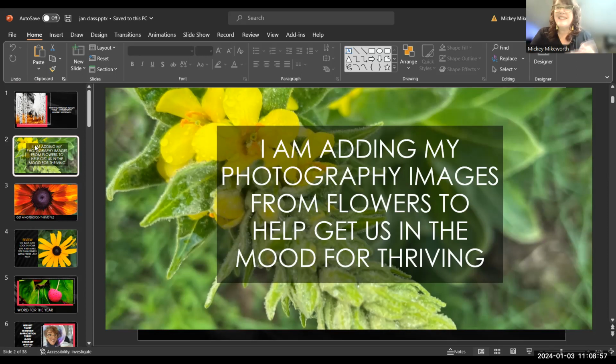So anyway, one of the things that I also do as a hobby is I take photographs, and one of the fun parts of this is sharing some of the photographs that I take. Today I'm going to do flowers because it's just perfect for thriving.